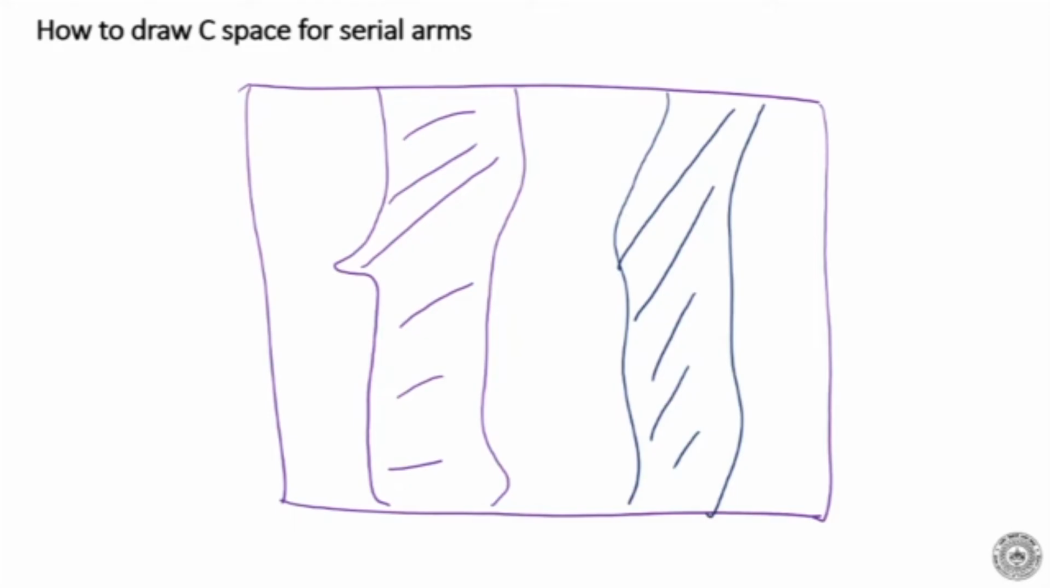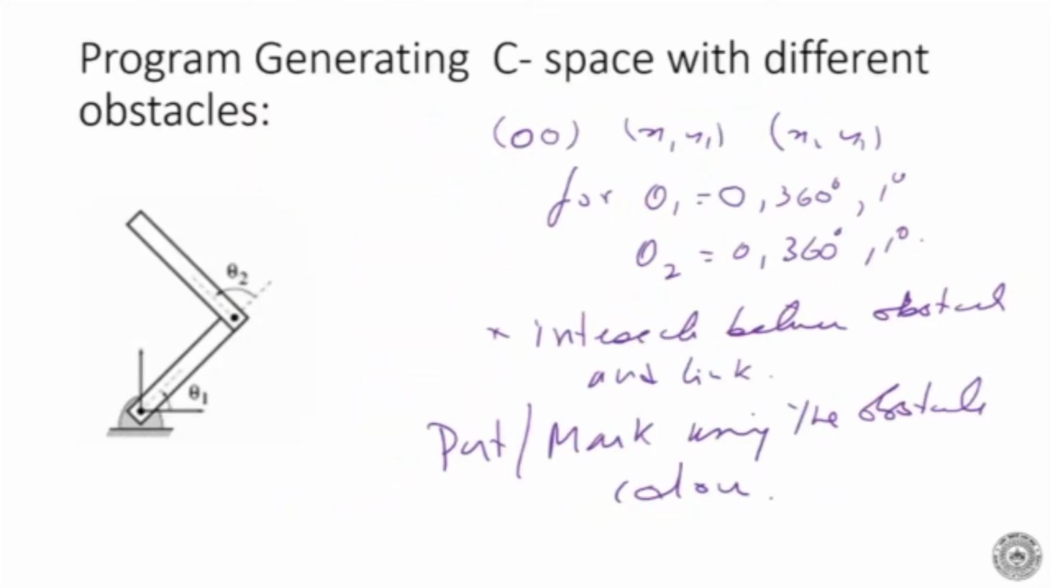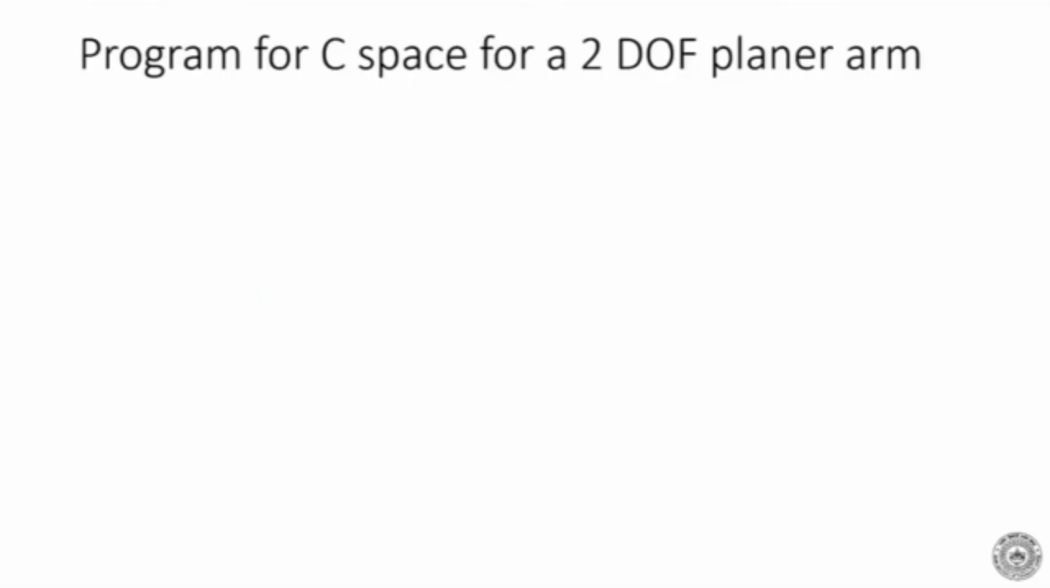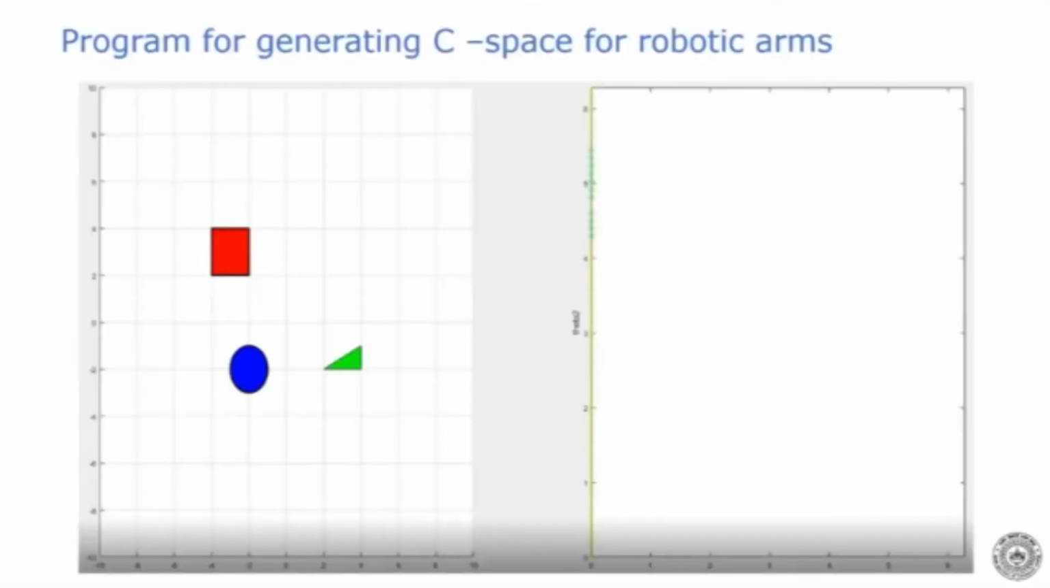Okay, so this is how we write a program in MATLAB to convert from the Cartesian space to the C space. So if you have an obstacle, there could be an obstacle here, any obstacle in fact. Normally we put different colors and then code it in color. Okay, so now let's look at the program. We have looked at a program. Now let's look at another example of how the program works.